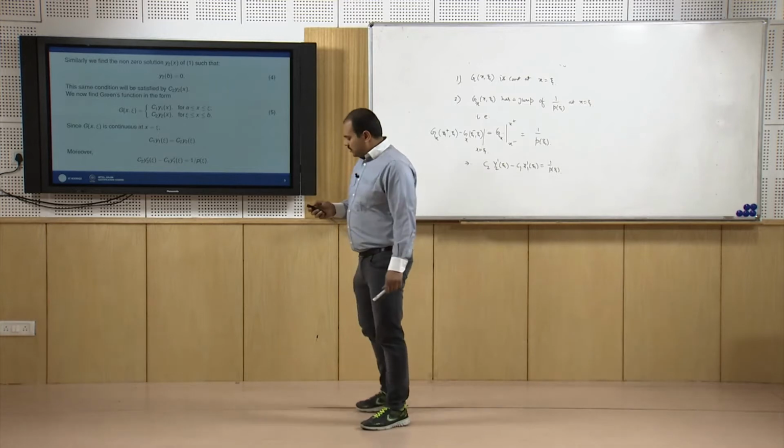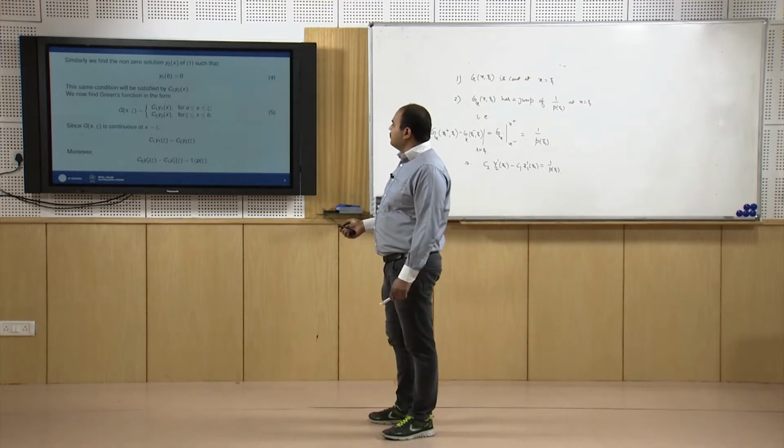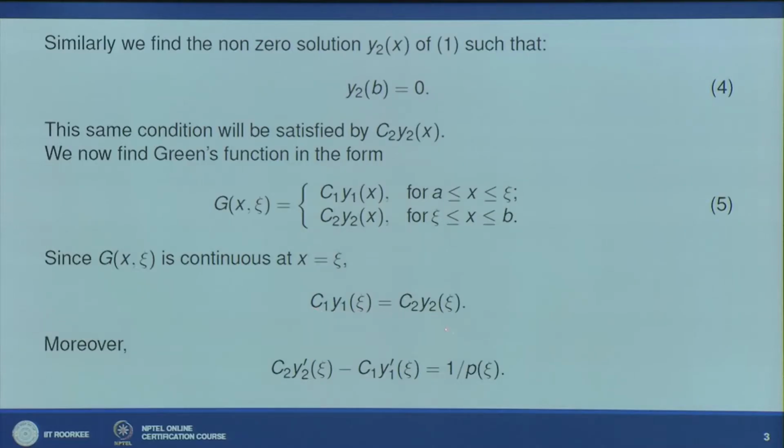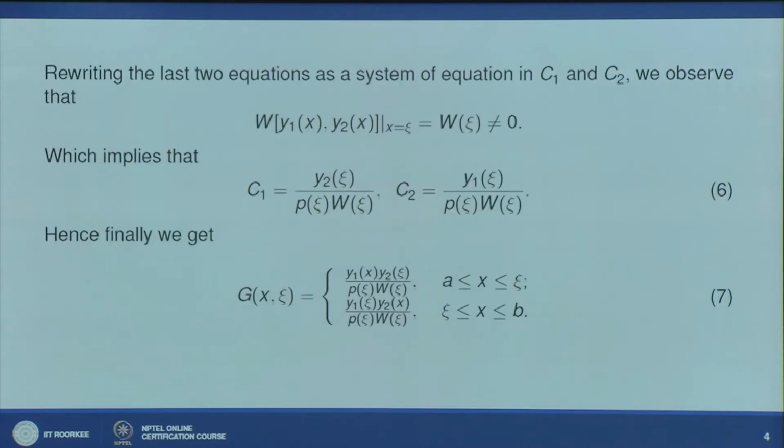So now we have two relations: c1 y1(xi) = c2 y2(xi), and c2 y2'(xi) minus c1 y1'(xi) equals 1 upon p(xi). Now we can solve this. Since we already know that y1 and y2 are linearly independent solutions of the system, the Wronskian of y1 and y2 at x = xi is going to be non-zero.